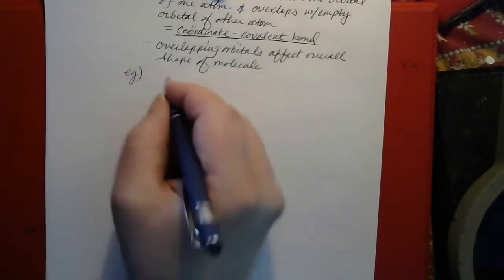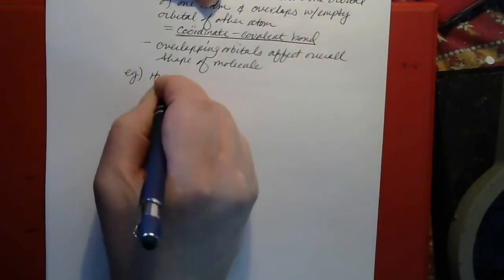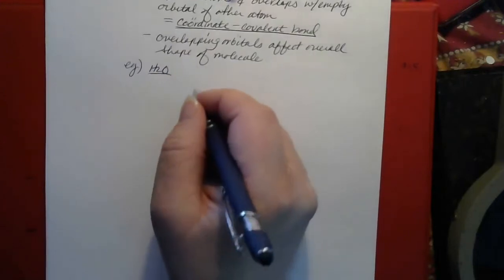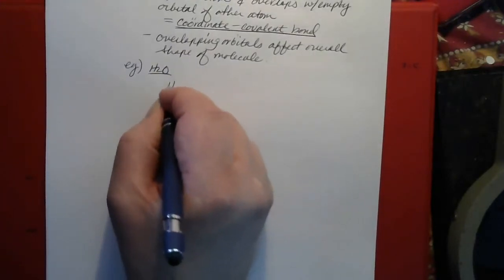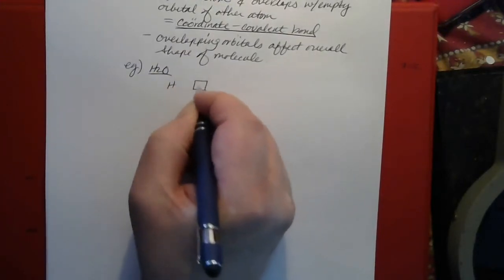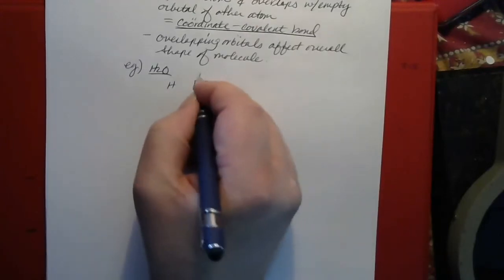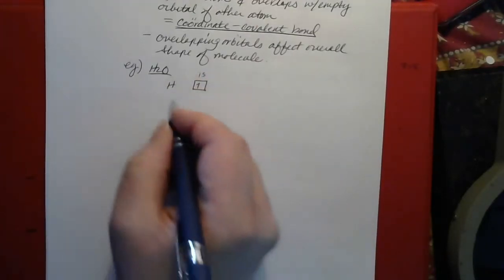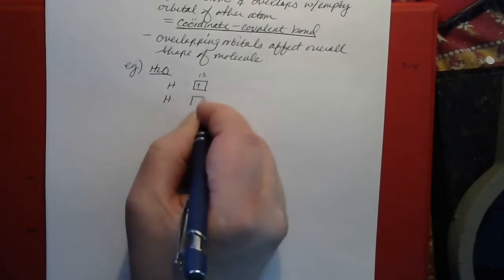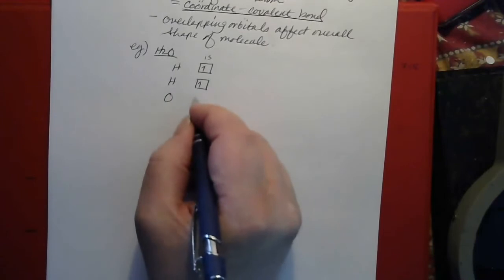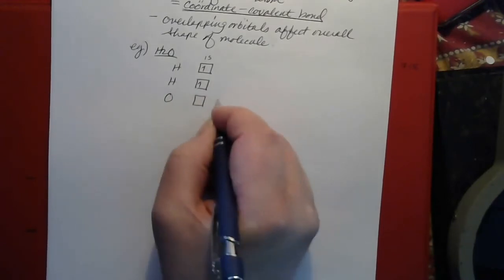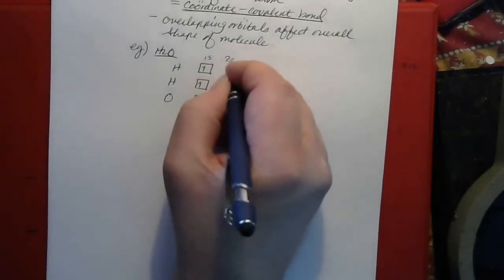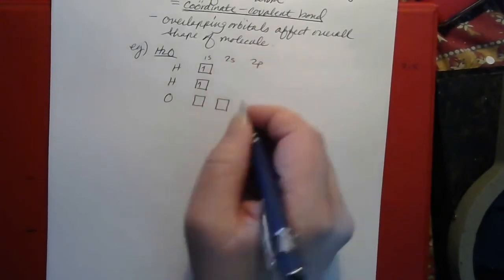For an orbital level view, we can look at what happens in water. In water, you have a hydrogen with its 1s electron, and you have another hydrogen with its 1s electron, and then you have oxygen, which has 1s and 2s and 2p electrons.